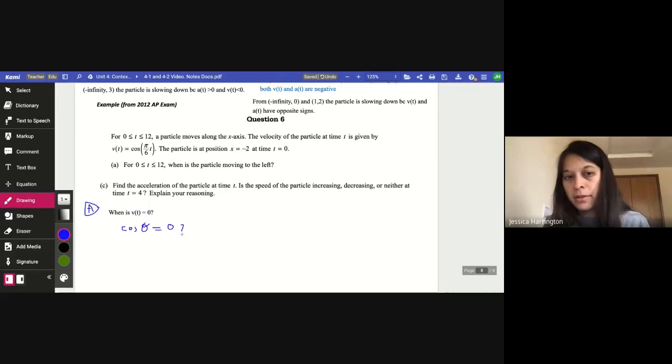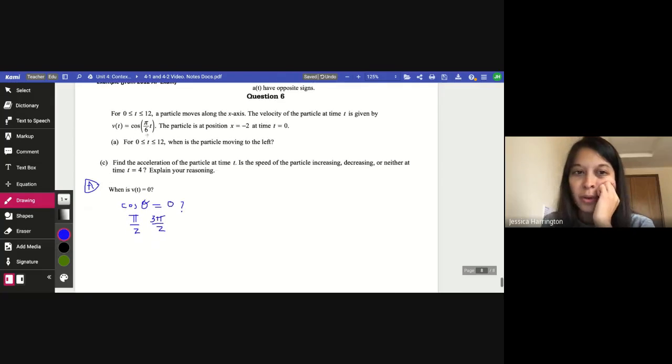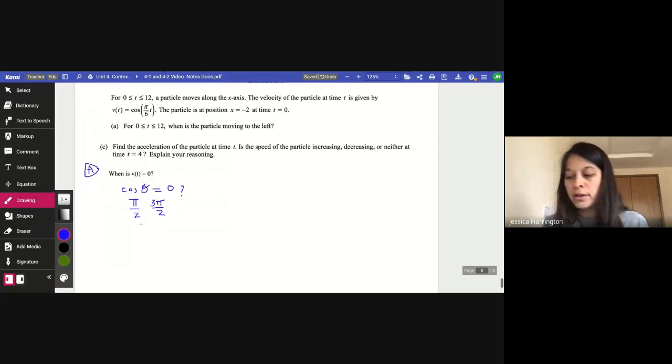Where is the cosine function 0? Well, if you pull up your unit circle or Google one really quickly, or you've memorized this from last year, you know that the cosine function is 0 at pi over 2 and 3 pi over 2. Okay? So we need to figure out what t has to be so that when you multiply it by pi over 6, you get one of those two numbers, right? So we are going to set up: pi over 6 times t equals pi over 2.